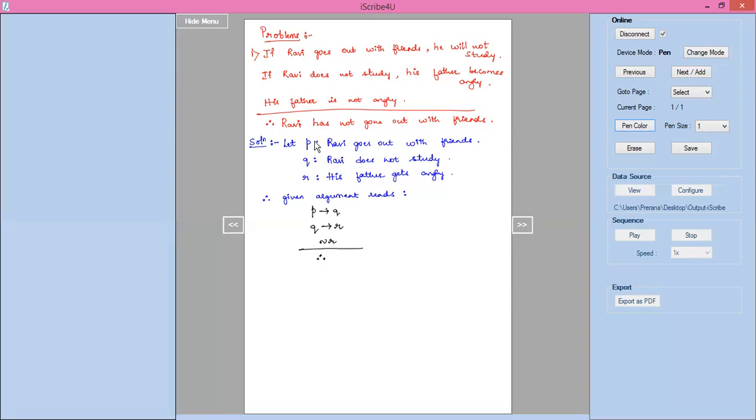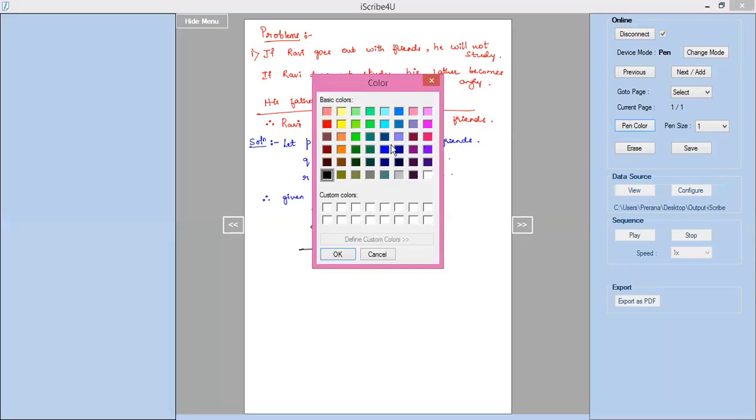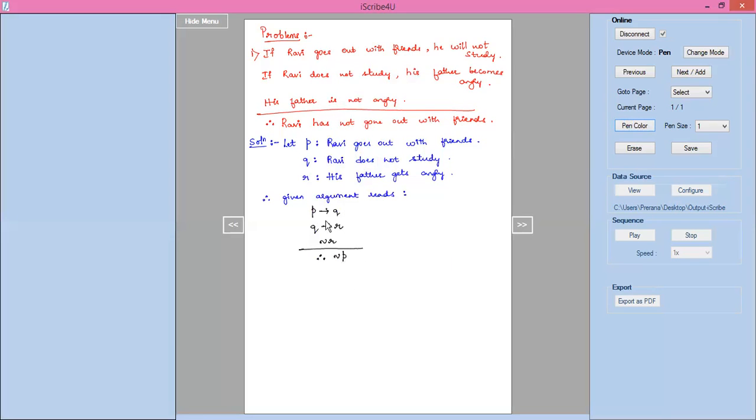Ravi going out with his friends we have taken as a proposition P. He has not gone out with his friends can be written as negation P. So this is the argument given for us, and in tabular form we have written it. Now taking and between these propositions, that is P conditional Q and Q conditional R and negation R, this should imply negation P. If we get the answer as negation P, then the given argument is a valid argument. Otherwise, it is an invalid argument.